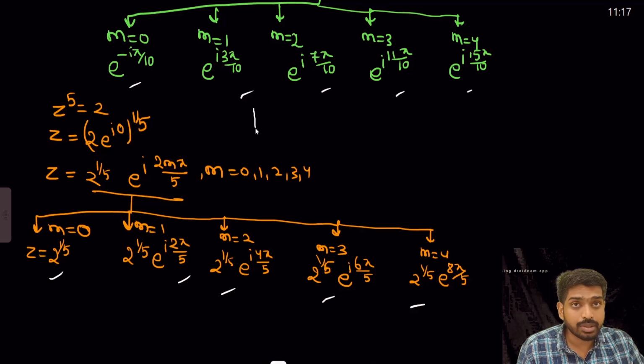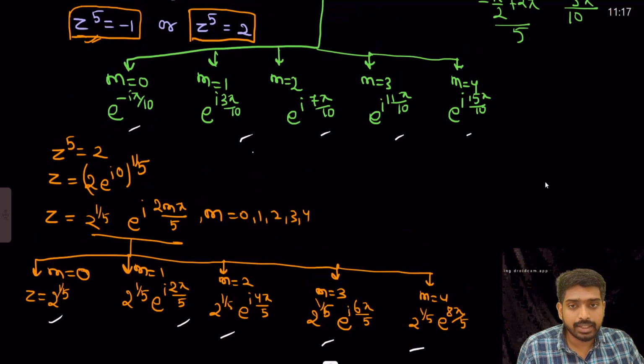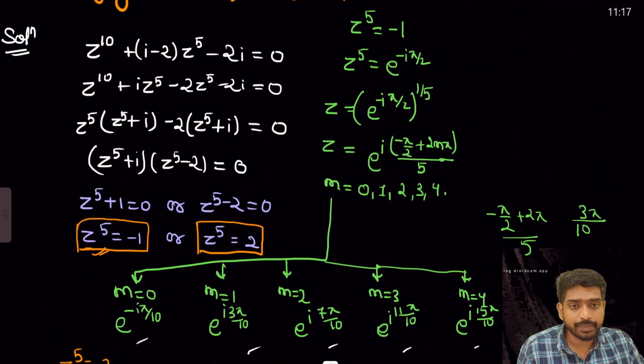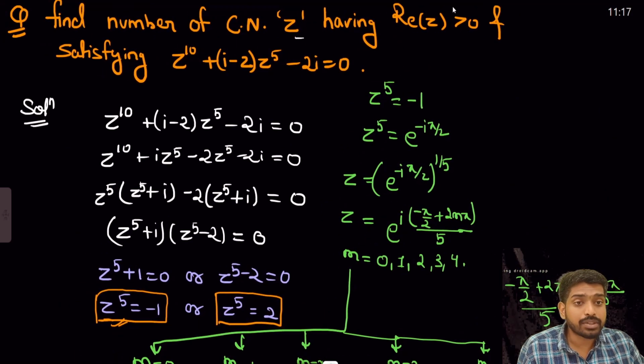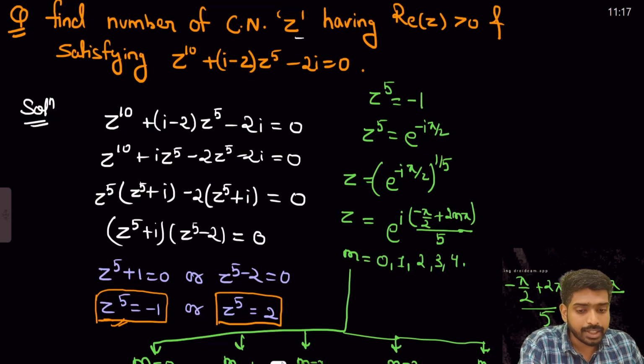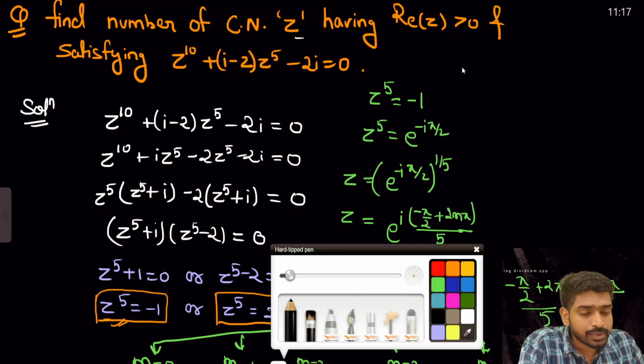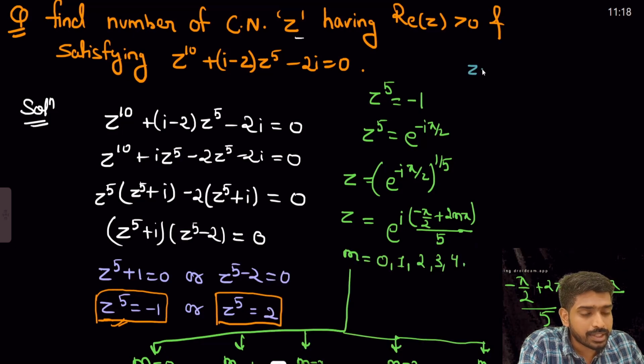Now in these 10 solutions, if you read the question, they said the real part should be 0. If a complex number z is written in Euler's form, r e to the power iota theta, this r is positive. This r is the modulus of the complex number. This r is always positive.